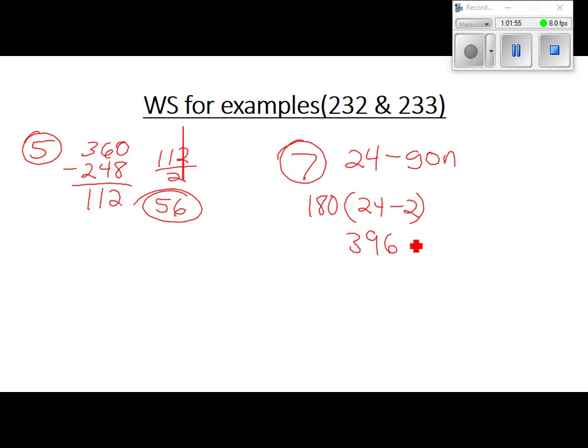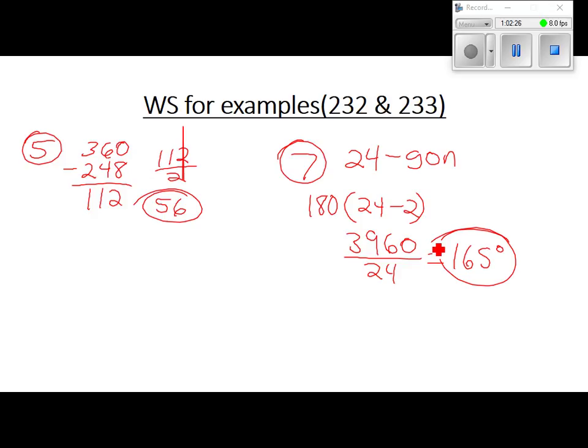3,960. So how many angles does a 24-gon have? 24. All 24 of them add up to be how much? 3,960. How do we find each? What do we do with that number to find each one if they're all the same? Divide by 24. Don't make this harder than it is. 165 degrees. So each interior angle of a regular 24-gon is 165 degrees.